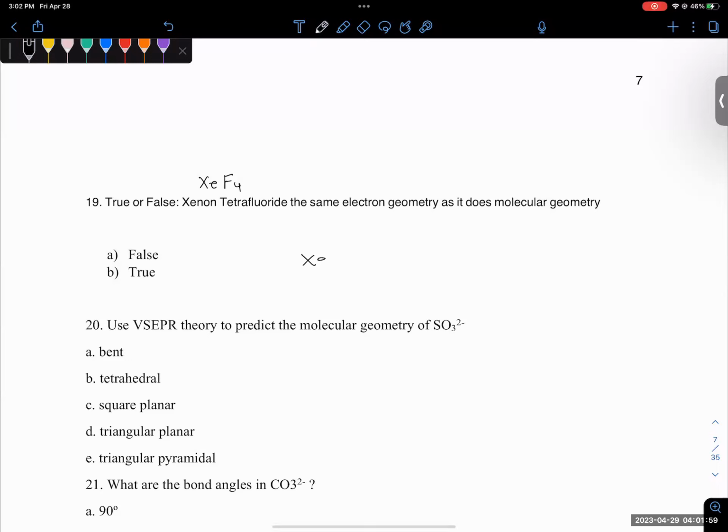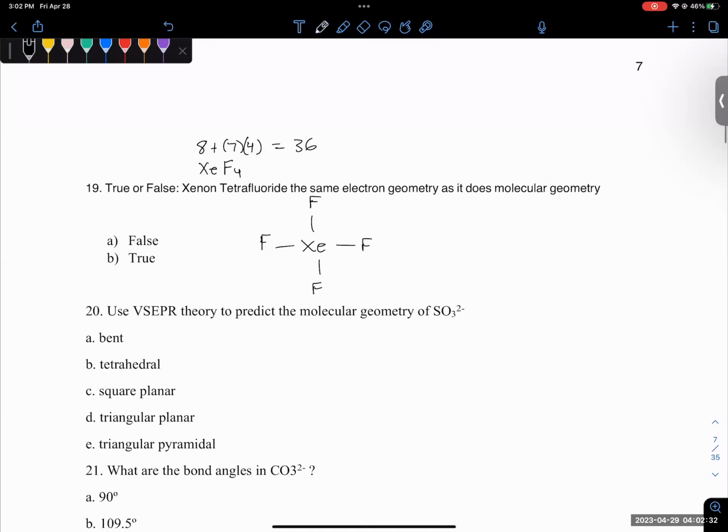Xenon, bonded to 4 fluorines. And what's that trick that we said to calculate how many lone pairs are on the central atom? Well, I guess first we should calculate the amount of valence electrons. Each fluorine brings 7 electrons to the table, and we have 4 of those. So it's 7 times 4, which is 28, plus the 8 that xenon brings. So it's going to be 36.